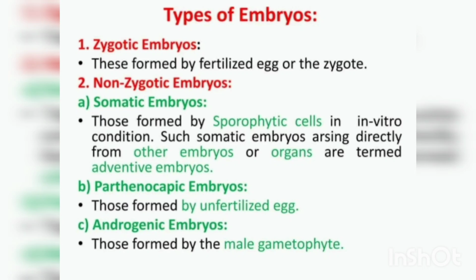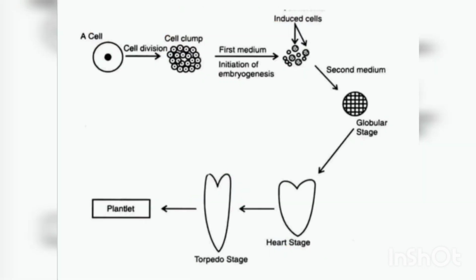So types of embryos are zygotic embryo and non-zygotic embryo. Zygotic embryo is the normal embryo that is formed from fertilized egg, and non-zygotic embryos are of three types. Somatic embryo, which is developed from the sporophytic or the plant body cells. They are produced in vitro. Then parthenocarpic embryos and androgenic embryos.